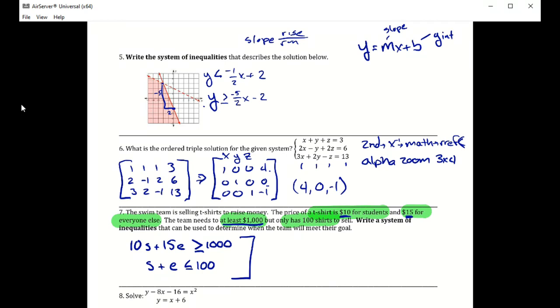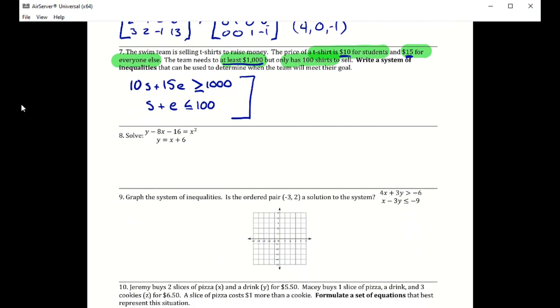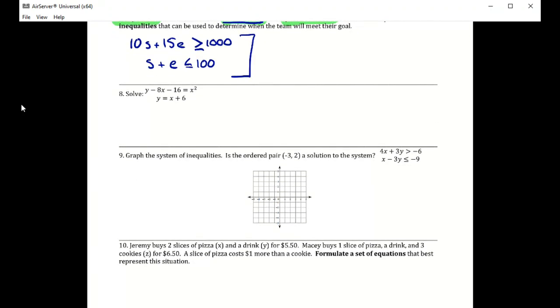All right, pause for a second. And slide on up. Solve. y equals -8x minus 16 equals x squared, and y equals x plus 6. Two options again, graphically and algebraically. Again, whichever one works for you.